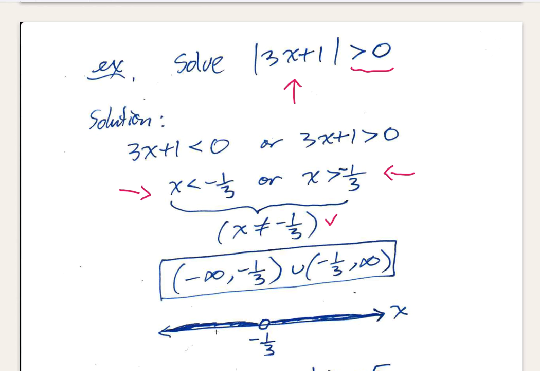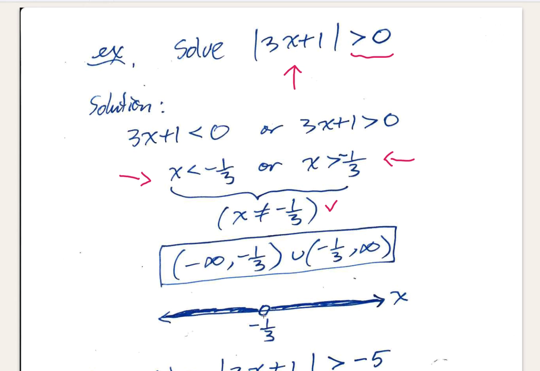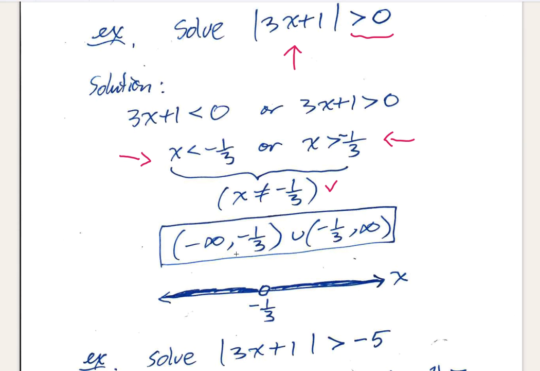So imagine taking the real number line and just kicking out negative 1/3. I drew an open dot there at negative 1/3 and shaded everything else in. That would be our solution. In interval notation, from minus infinity to minus 1/3, parentheses, union, parentheses, negative 1/3 to infinity.